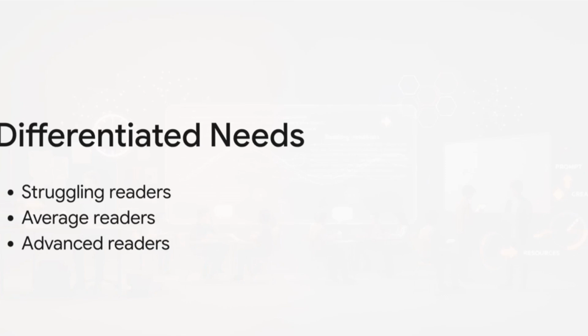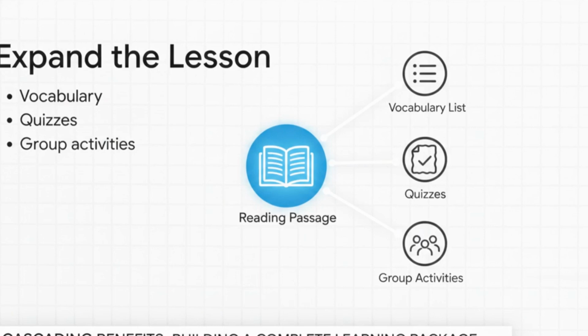We all know every classroom is packed with diverse learner needs. Differentiated instruction is an absolute must, but usually that means triple the workload for you. Well, not anymore. With your baseline passage already created, you just tell the AI, hey, create 3 versions of this exact grade 4 passage. Give me 1 for struggling readers, 1 for average readers, and 1 for advanced readers. Just like that, your single lesson effortlessly scales to hit the unique reading level of every single student in your room. And you don't even have to stop there.